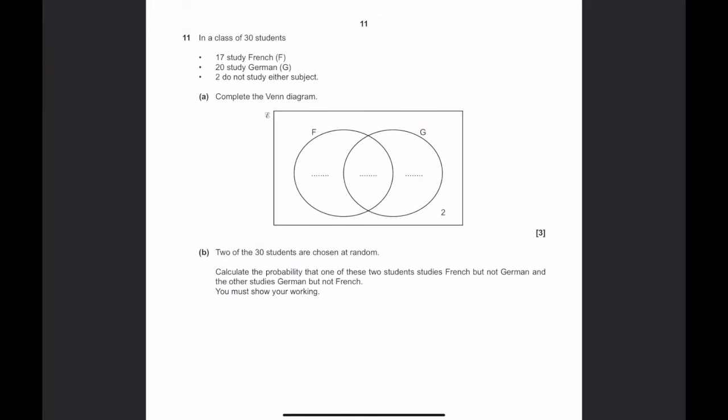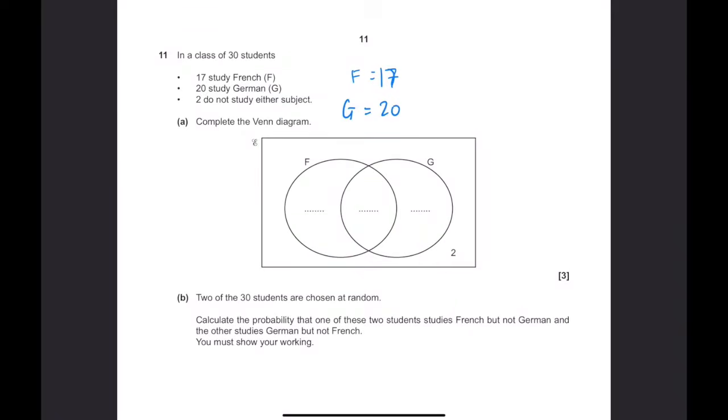In a class of 30 students, 17 study French, 20 study German, and 2 do not study either subject, which has been put on the outside down here. We need to complete the Venn diagram. So if there's 30 in total, and there's 2 on the outside, that means 28 have to go within the 2 circles. I think the easiest way to do this is probably just a bit of trial and error.